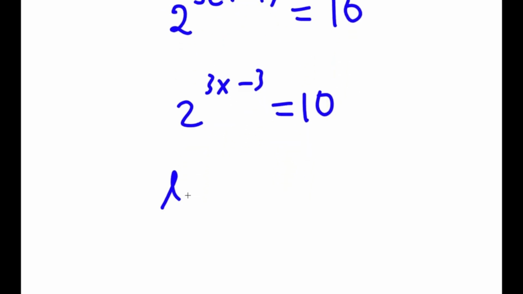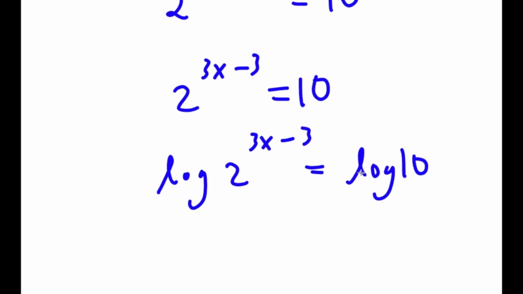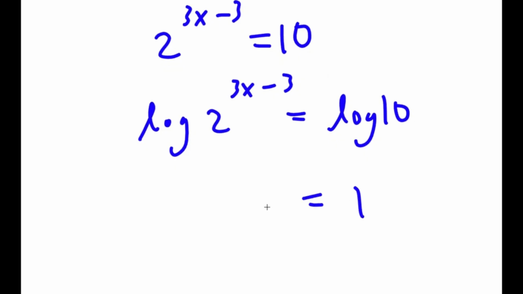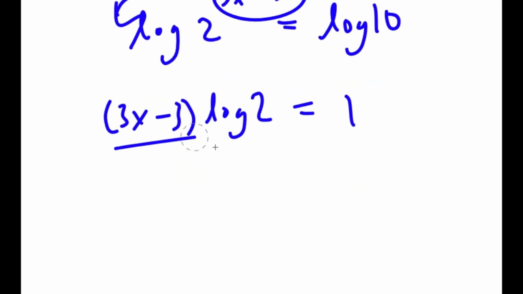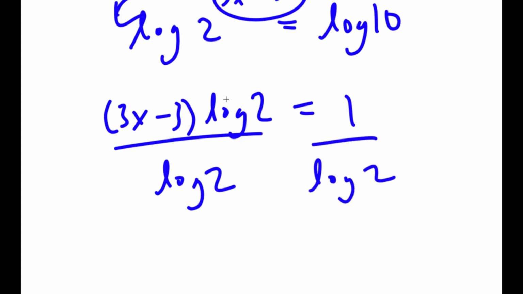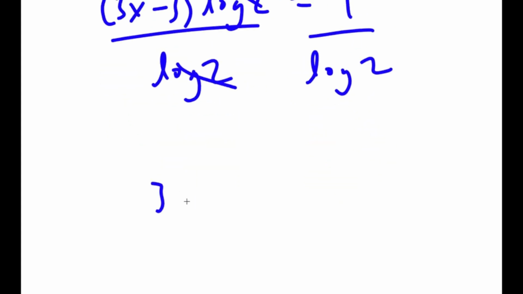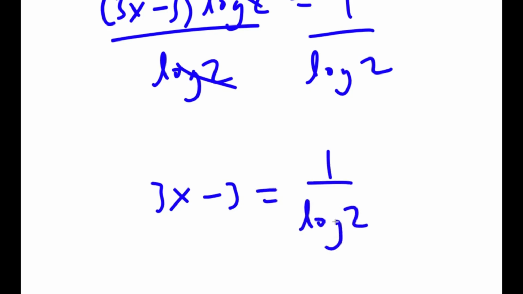Now I'm going to take the log on both sides, so I get log 2 to the power of 3x minus 3 is equal to log 10, and log 10 is equal to 1. So I get 1 is equal to 3x minus 3 times log 2, because I can move this to the front. And now if I divide both sides by log 2, these two cancel out, and I get 3x minus 3 is equal to 1 over log 2.